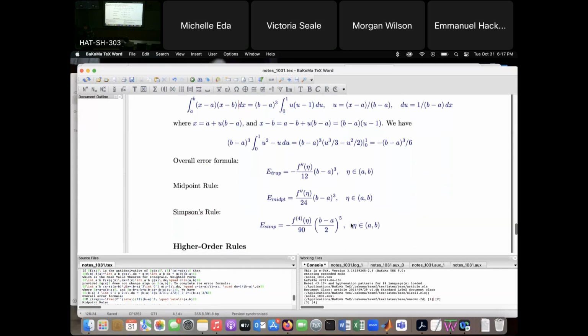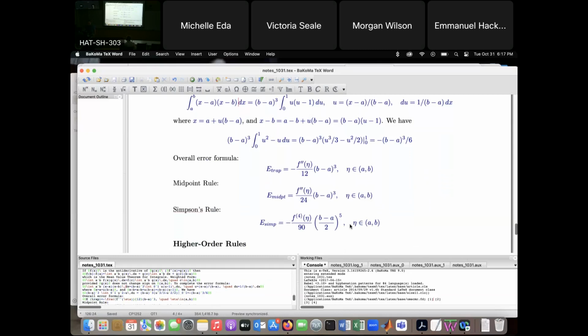Okay. Now, what I've shown you are low order Newton-Cotes rules. They all have a very small number of nodes: 1, 2, and 3. Can we go further and have higher degree Newton-Cotes rules? Certainly you can.